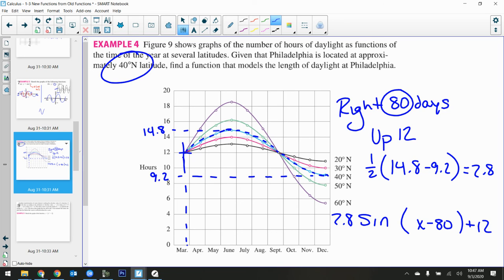Now we have to figure out how much it horizontally stretched. To do that, we take 2 pi divided by the period length. So what is the period length here? Well, we're going from year to year. How many days? 365. So it's 2 pi divided by 365. That's the horizontal stretch of it. Where does horizontal stretch go? Inside, multiply. And I did not leave room for it.